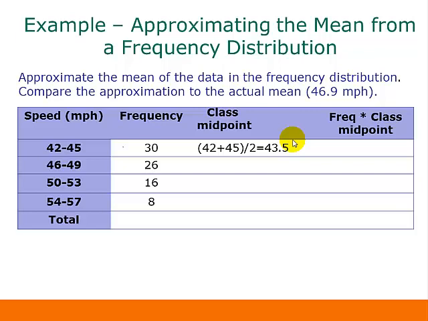Now we could do the same thing to get the rest of these class midpoints, or remember that consecutive class midpoints differ by whatever the class width is. So if we look over here and compare our first two lower class limits, we can see that our class width is 4. So we could get our next class midpoint just by adding 4 to this one, or we could do it by averaging 46 and 49. Either way, the rest of our class midpoints are 47.5, 51.5, and 55.5.